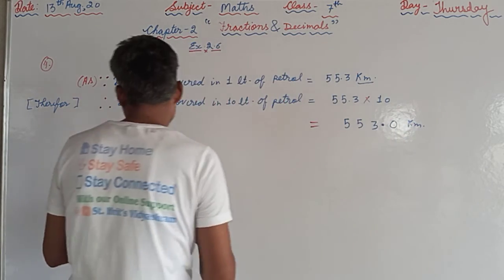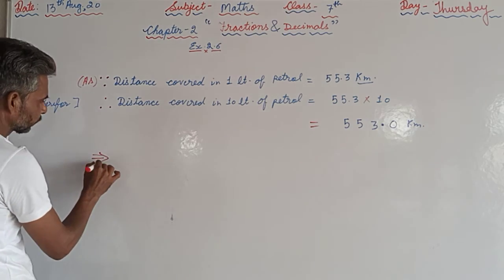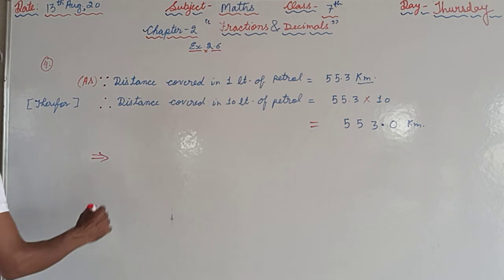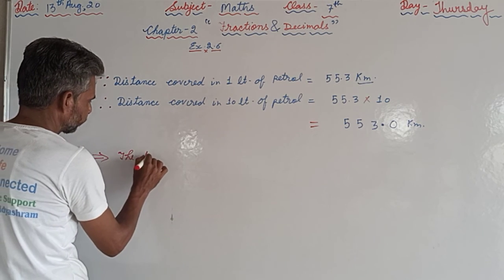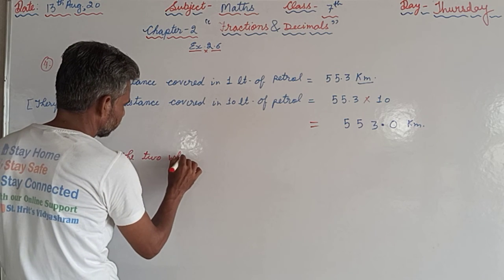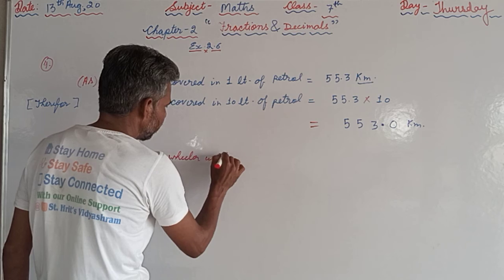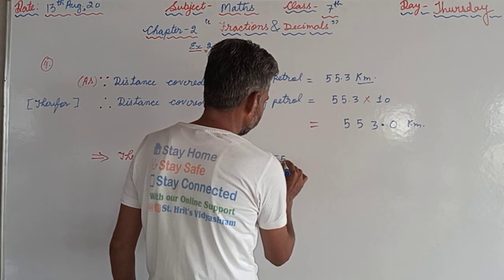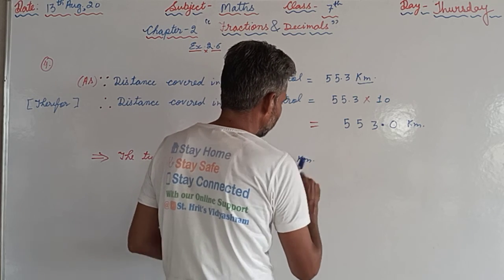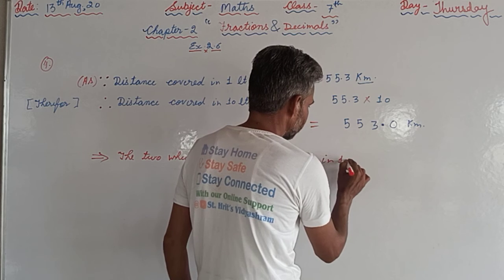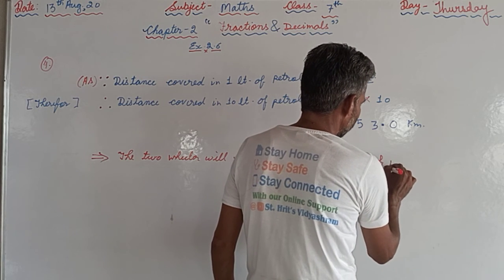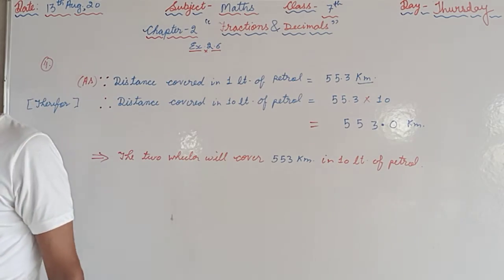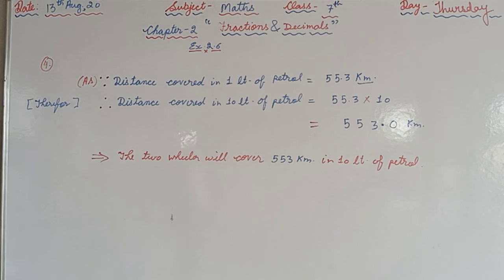The answer will be in kilometers. At last we are supposed to write the answer in the language of the two-wheeler. That a two-wheeler is given, means the two-wheeler will cover 553 kilometers in 10 liters of petrol. Like this we are supposed to proceed with the questions given in your exercise.